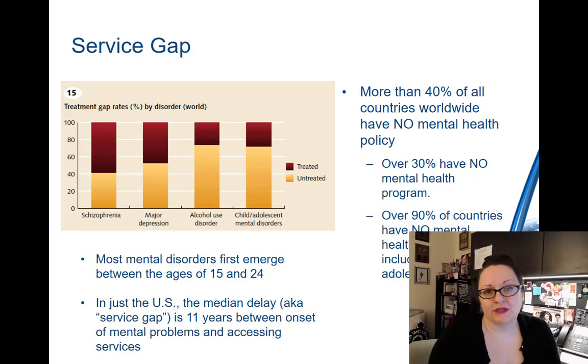In one of your first readings, you had already talked about the service gap being the number of years between when symptoms develop and when someone gets treatment. One of the problems is that many countries in the world actually don't have a mental health care policy or a system in place to address some of this, and this would widen that gap dramatically.